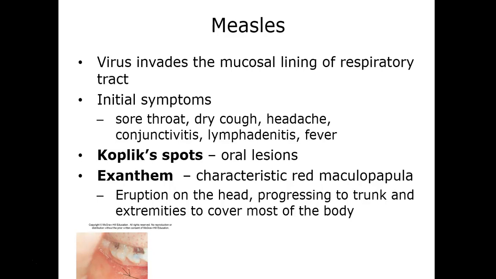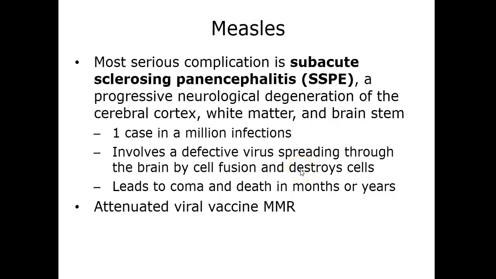Also, very rare complications from things like encephalitis. And there is also another very serious complication, which is known as SSPE, or subacute sclerosing panencephalitis, which is this progressive brain degeneration that occurs. Only about 1 in a million cases see this, so it is extremely rare, but it is extremely fatal. Leads to a coma and death, usually in several months or years.